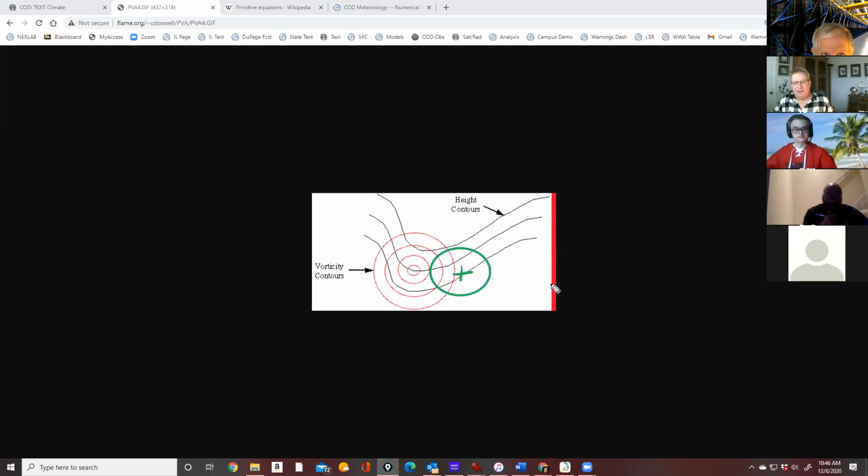Air rises ahead of the trough. And behind the trough, what does the air do? It sinks.